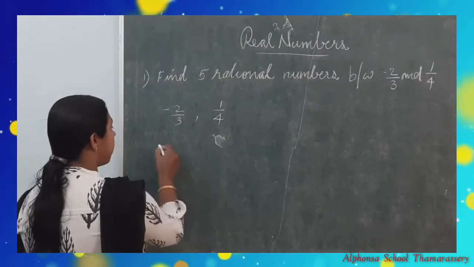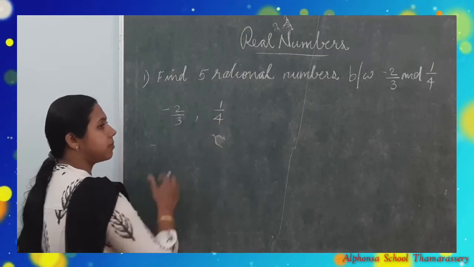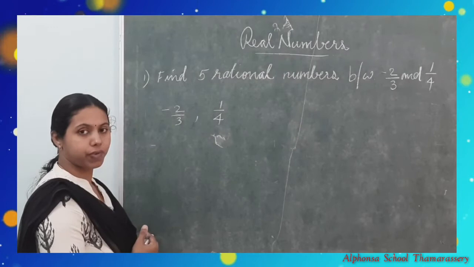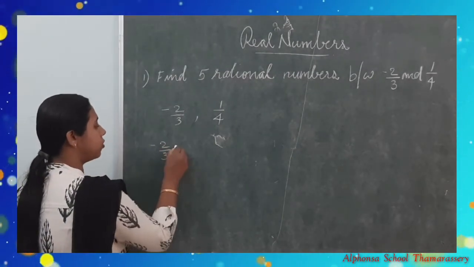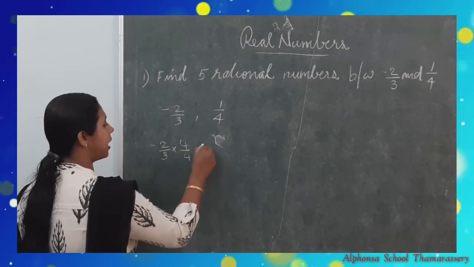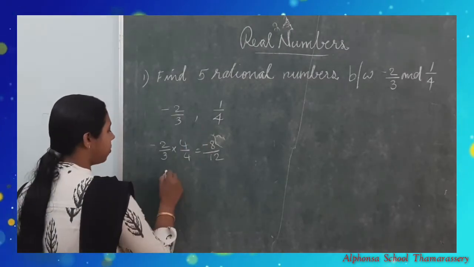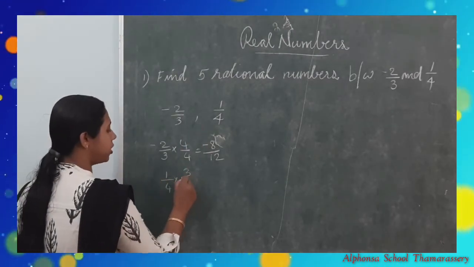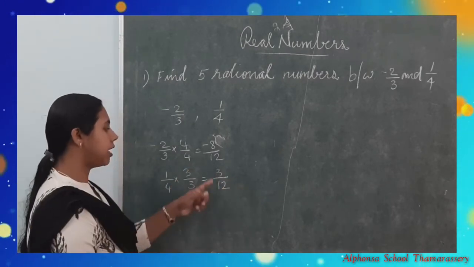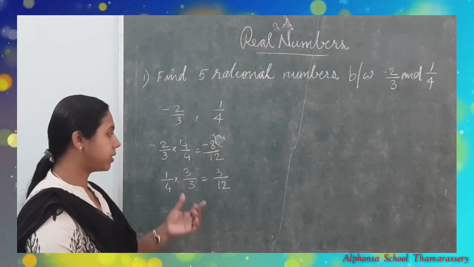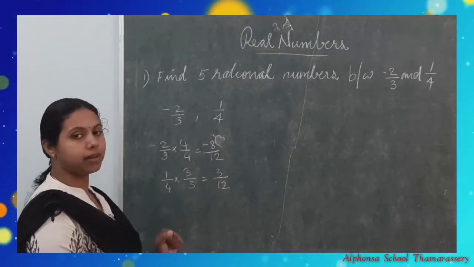So here, minus 2 by 3 and 1 by 4, the LCM is 12. So make the denominator same. Minus 2 by 3 into 4, we will get minus 8 by 12. And next, 1 by 4 into 3, so you get 3 by 12. So we got the denominator same. Using the LCM you can multiply for making the denominator same.